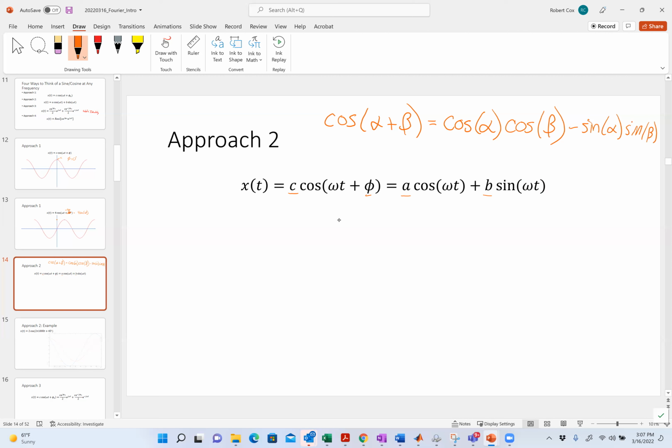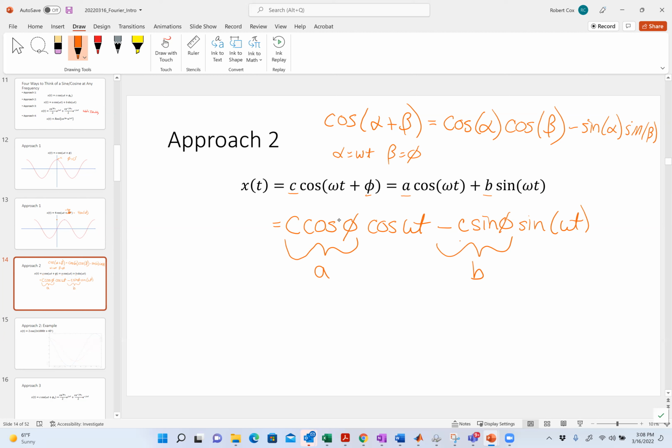So if I look at this, what I did here is I said, well, let alpha equal omega t and let beta equal phi, right? And then I get this whole thing. So this is actually equal to C cosine phi cosine omega t minus C sine phi sine omega t. So this here is what I called A, and this here is what I call B, right? So A is equal to C times cosine of phi, and B equals minus C sine phi.